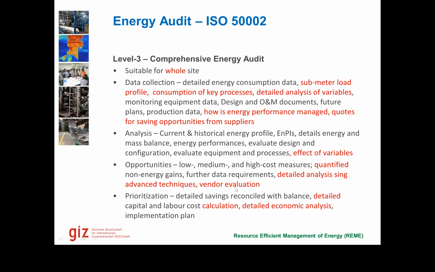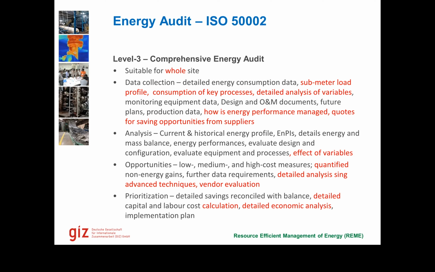When we come to level 3 comprehensive energy audit, it is suitable for a whole site or a set of sites or a group of companies. The red points that I have highlighted are the points which are different from level 2. So here we need to have sub-meter level data, sub-meter level load profile, not only at the main meters, but also at the sub-meters. Then we also need to have consumption of the processes themselves. As Hung also said, we go to the machine level at level 3.